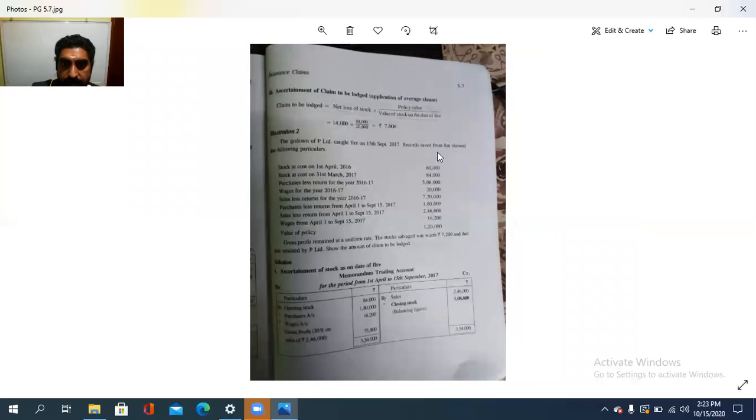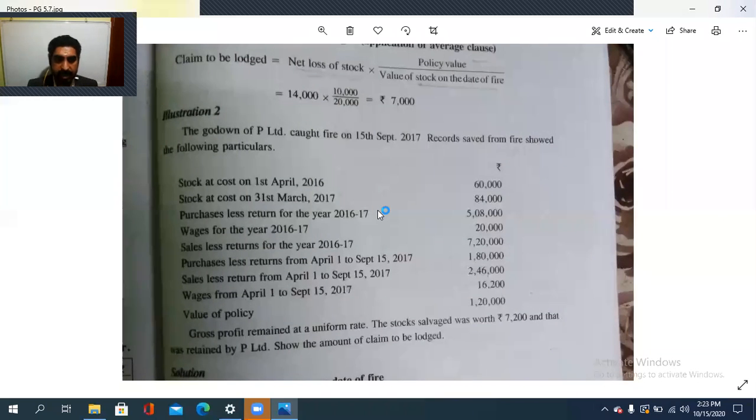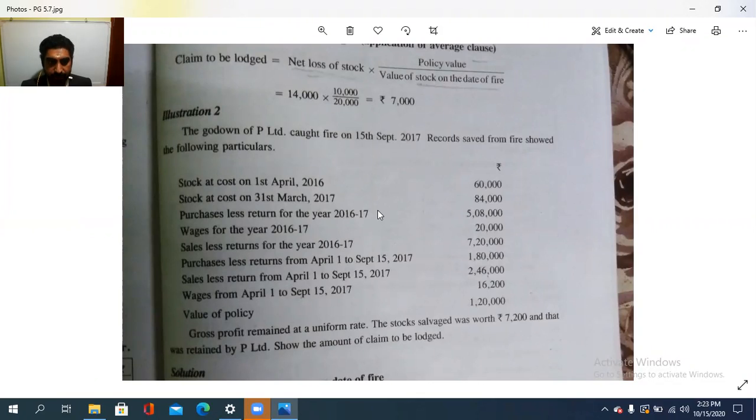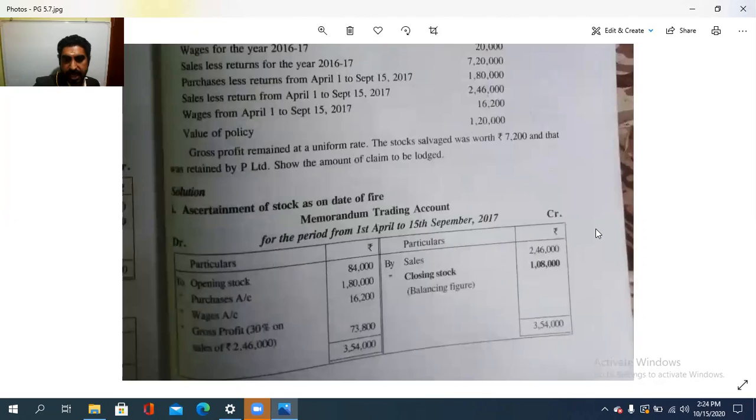Then another question. The godown of P Limited caught fire on 15th September 2017. Records saved from the fire showed the following particulars: stock at cost on 1st April, stock at cost on 31st March, purchases less return, wages, sales less return, purchases less return from April 1 to September 15, sales less return from April 1 to September 15, wages from April 1 to September 15, and value of the policy. Gross profit remained at a uniform rate. The stock salvaged was 7,200 and what was retained by P Limited. Show the amount of the claim to be lodged. So first of all, we need to calculate the memorandum trading account.